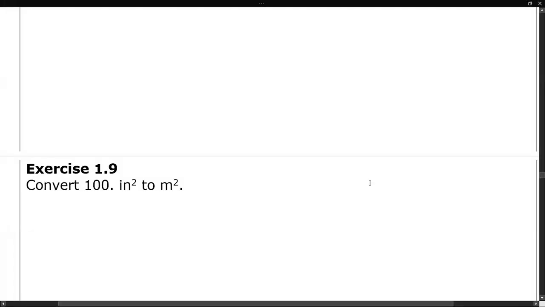In this next problem, we're going to convert 100. inches squared to meters squared. That decimal after the 100 implies that I'm going to treat that as a number with 3 significant figures for the purposes of this problem. In this case, the unit is squared, and that means we're going to have to do the unit twice. If the unit's cubed, we're going to have to do it 3 times. So that's the wrinkle to this problem that we want to take care of.